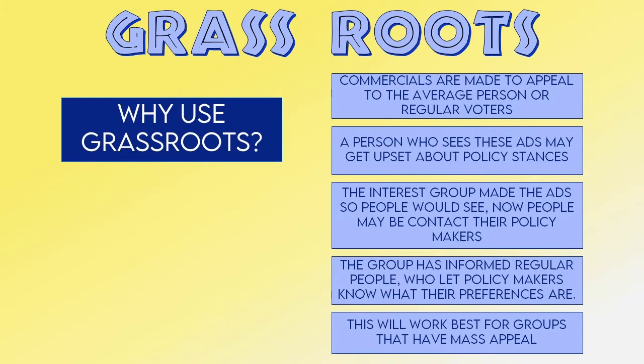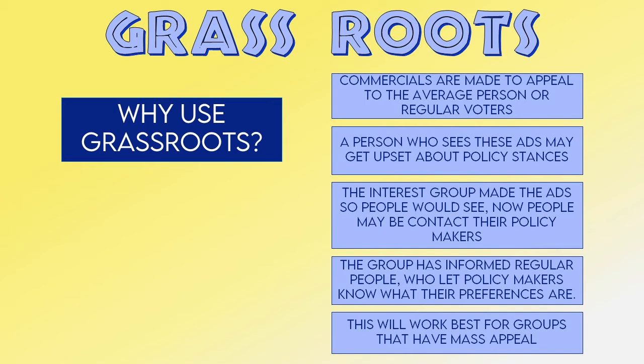Interest groups will also use advertisements like commercials. These are made to appeal to the average person, right? Regular old voters. People are supposed to see these ads and they're going to change their mind about policy stances, or maybe these ads will be appeals to emotion and stuff like that. People will get upset and people will now be ready to contact their lawmakers and do something about it.